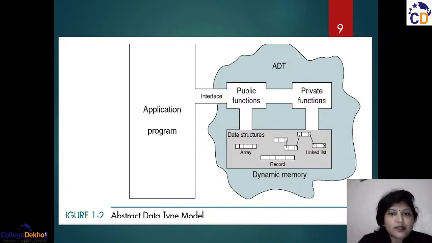ADT contains your public functions and your private functions. It could have some data structure that I told you about. That could be an array, a list, a linked list, a record, a tree, a graph, anything. And that is connected to an interface with the application program. How is the user going to access this? Right? So this is the basic architecture of the data type model.